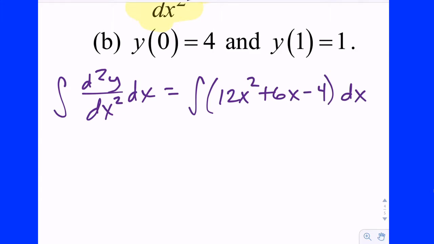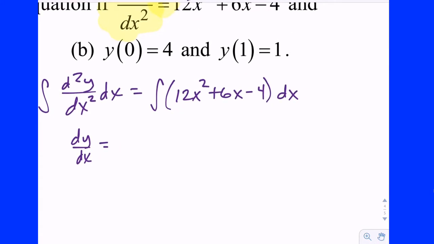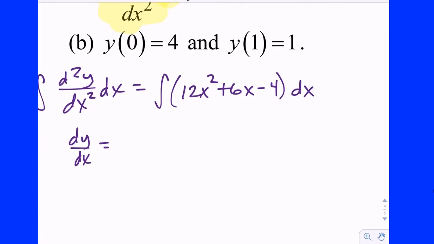Now on the left side, the antiderivative of y double prime essentially is y prime, or in this case, dy dx. Do I need to put a plus c sub 1 over there? No. Yeah, and I'm not going to either. Good. Now on the right side, we just have three little terms. Power rule, power rule, power rule.